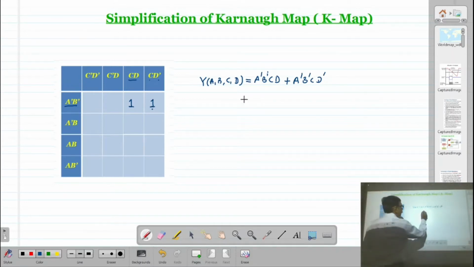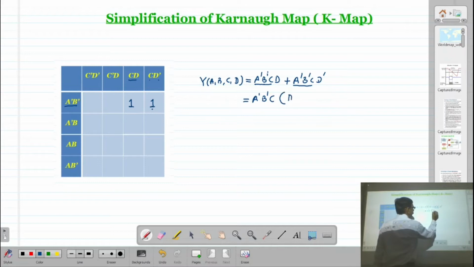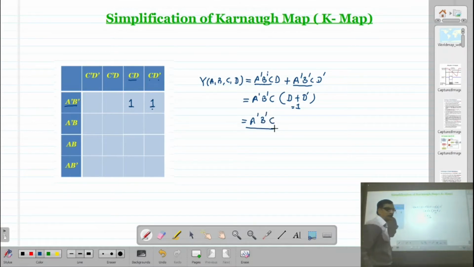Now if you see in this Boolean expression, you can see a prime, b prime and c is common in both the cases. So a prime, b prime, c is common. In the bracket I will get d plus d prime. So ultimately d plus d prime is what? It is a 1. So my answer is a prime, b prime, c. So here you can see in the final answer, one of the variables is eliminated.